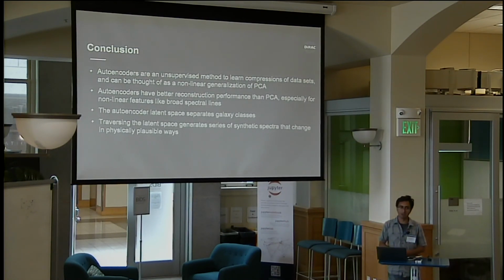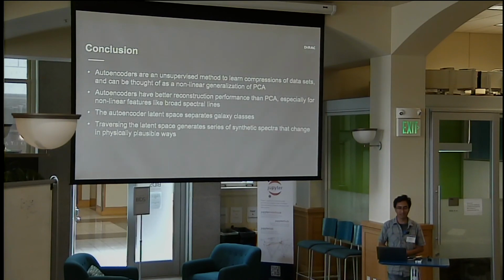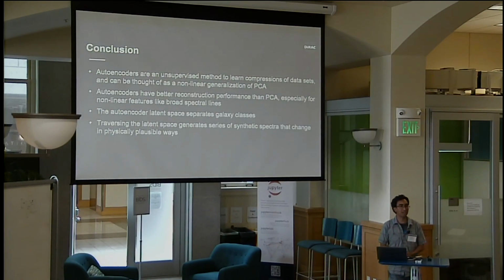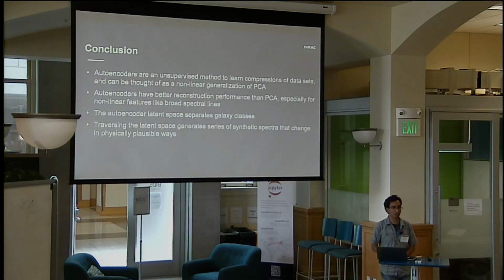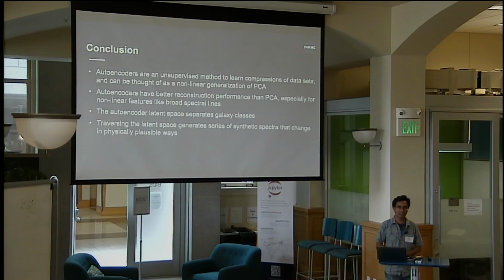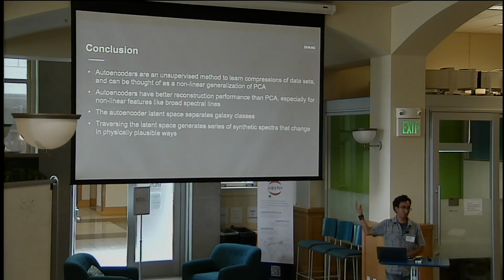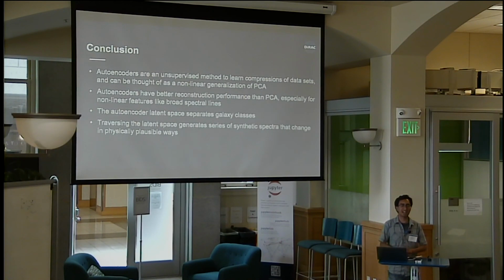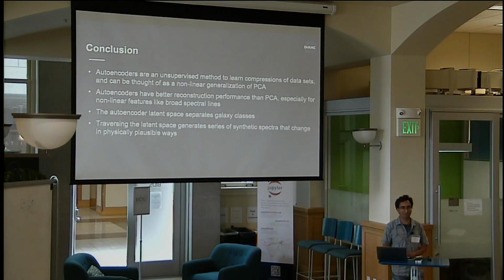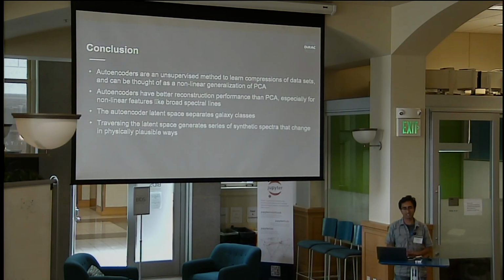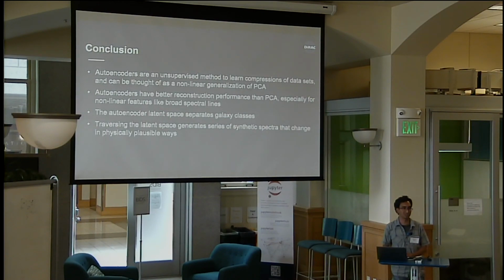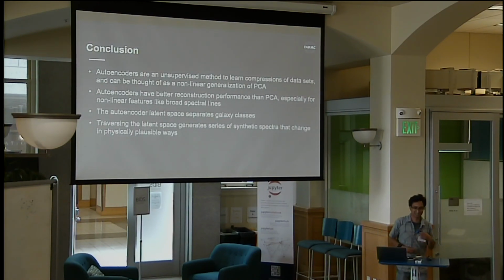And I think one big open question is how to fully make use of this latent space that the autoencoder gives you, and how to interpret it. I've shown you classes of galaxies that we already knew about, but it might be powerful to know how to use this latent space to find things that we weren't expecting. Thank you.